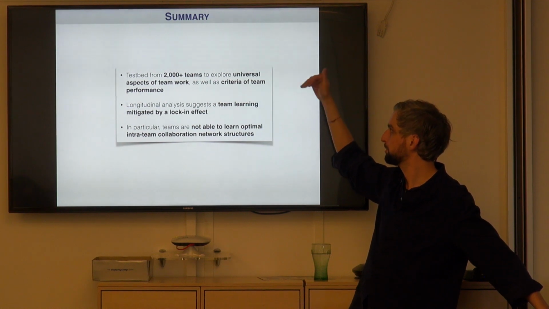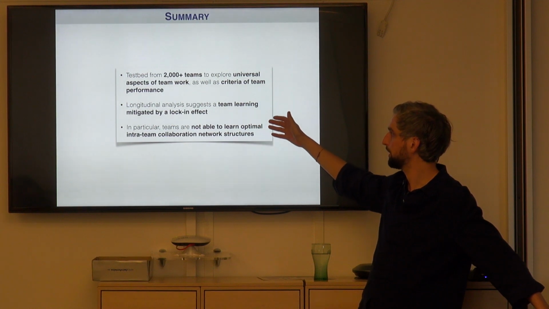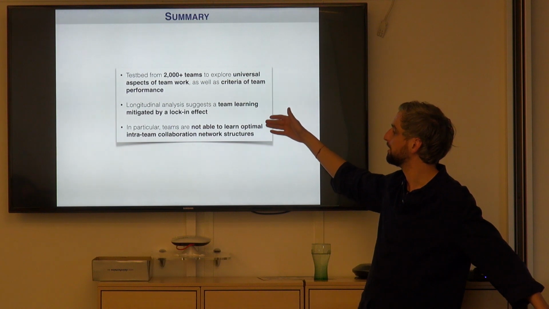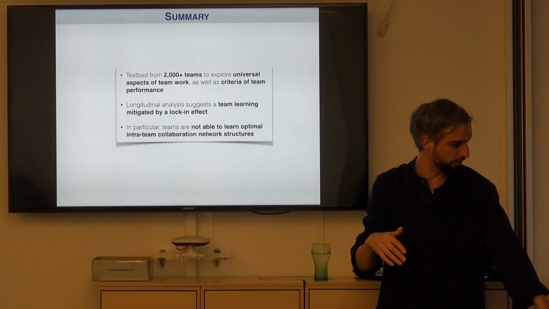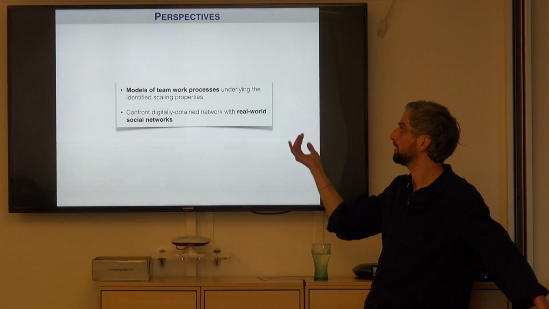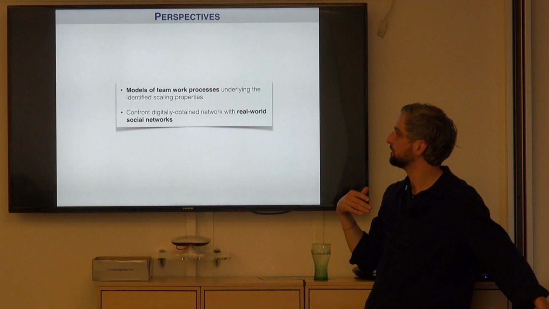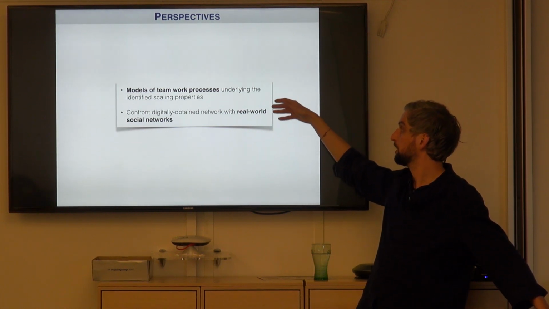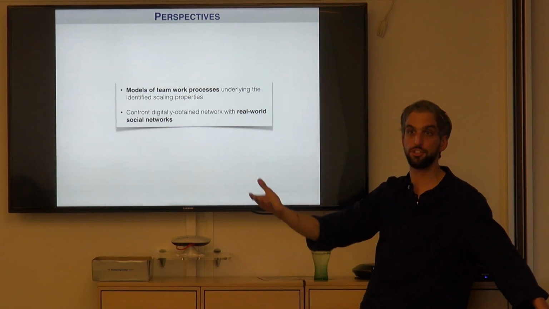To summarize, on this data set we have more than 2,000 teams to explore teamwork and performance. We look at learning and have a lock-in effect that we try to explain by the fact that some features are not able to move throughout the learning process. What we are trying to go towards now is having models of what processes in terms of teamwork can explain the observed phenomena, and we're also doing a project now to collect real-world social data in those teams to confront it with the digitally obtained data.